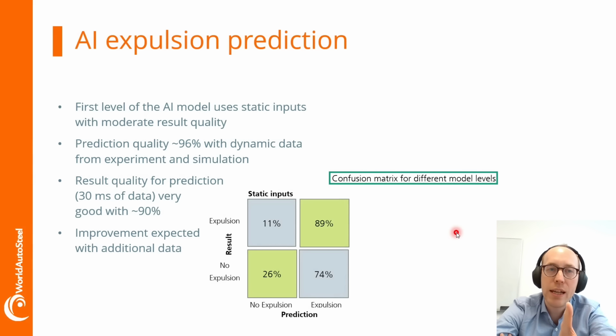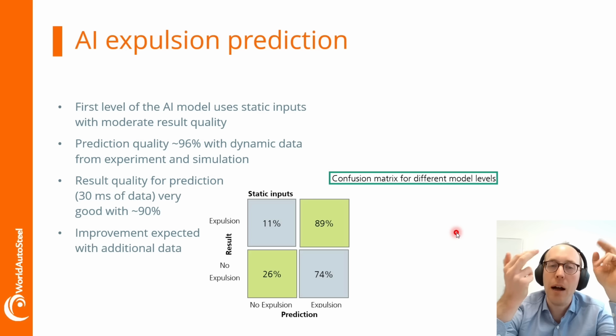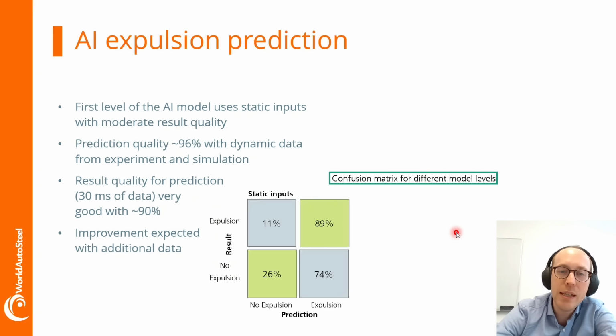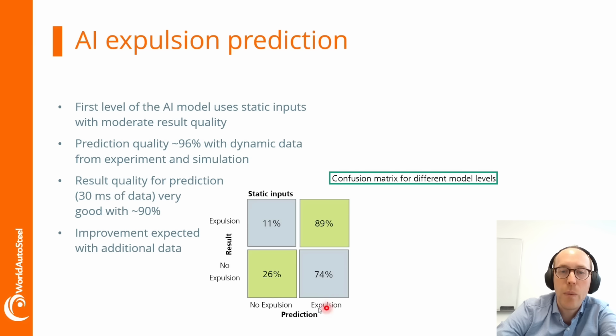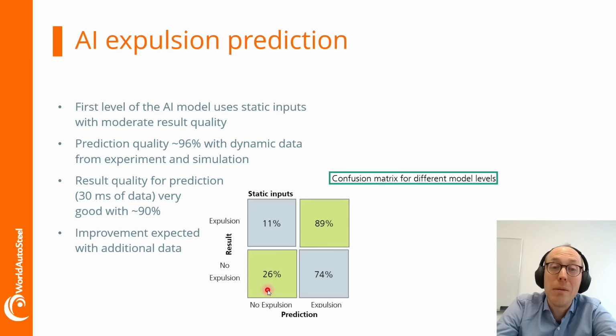We have the first level of the AI model where we only feed static inputs into the model. So we only feed power, current, weld time, and all the things we set at the machine directly. And you see in this confusion matrix, which always tells us how good the prediction of the model is, we have a result. Experimentally we see expulsion, and the model also predicts expulsion. This is an 89% accuracy. No expulsion, on the other hand, 26% accuracy. So this model is actually pretty bad.